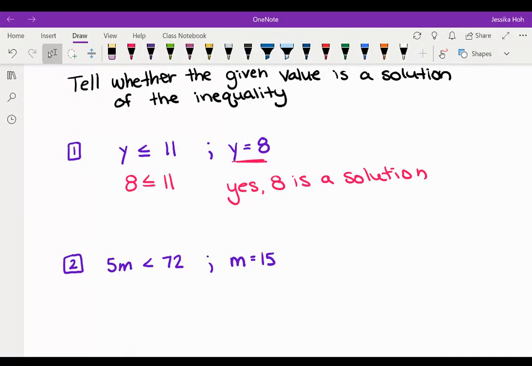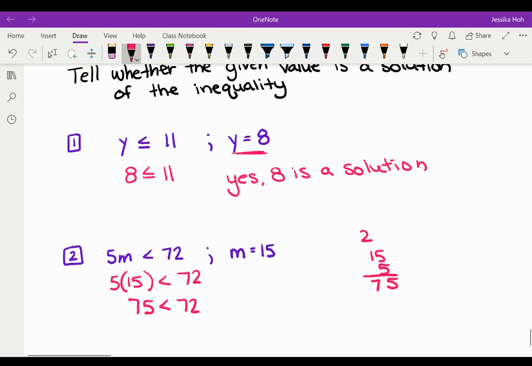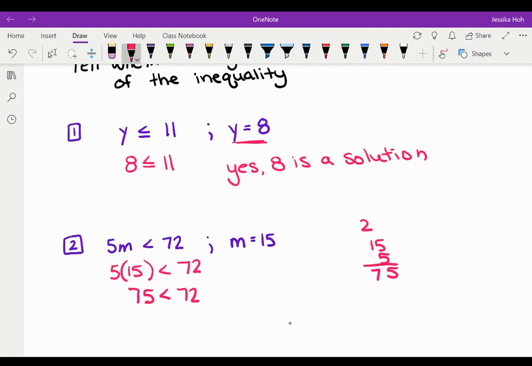Number 2, 5m, which is multiplying, is less than 72. I'm going to stick in 15 for m, so it's 5 times 15 is less than 72. 15 times 5 is 75, so 75 is less than 72. Is that statement true? No. So 15 is not a solution.